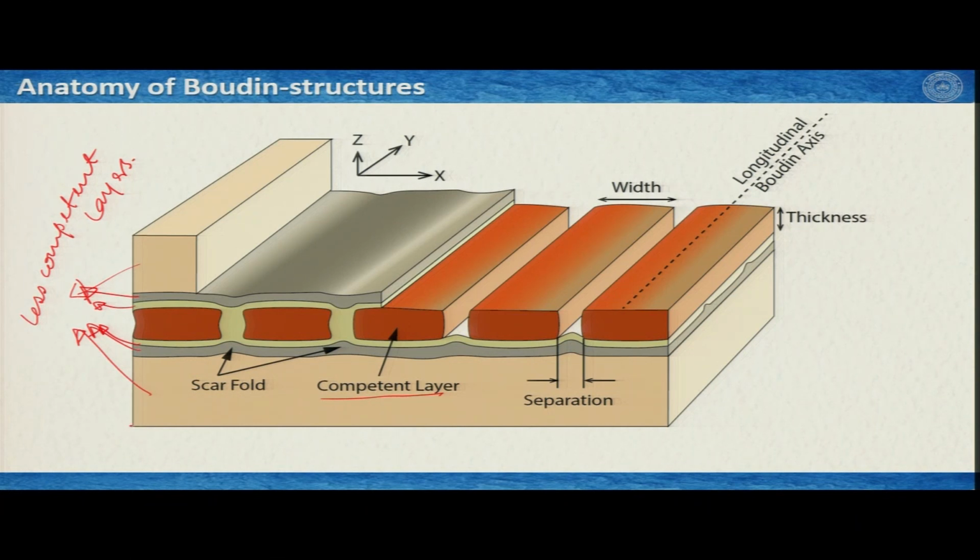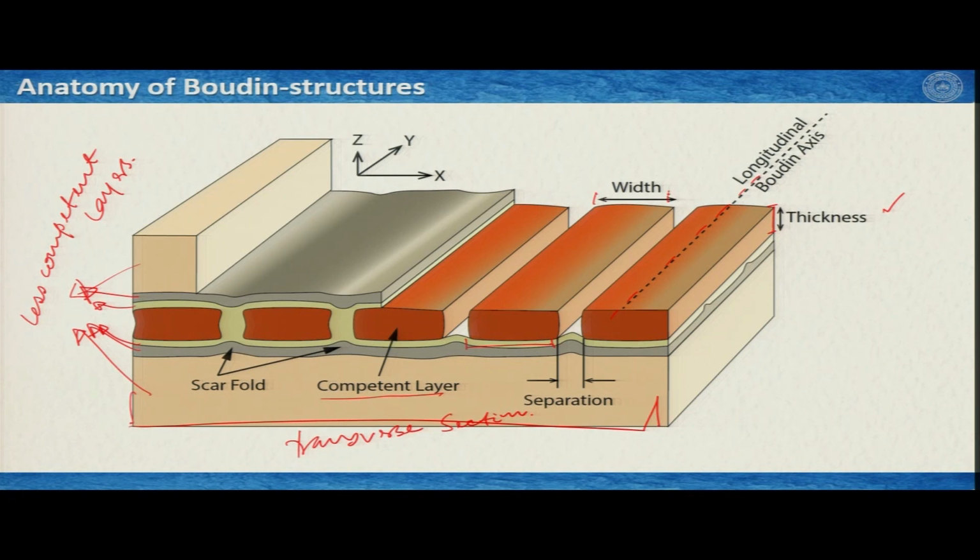So, this particular section you are looking at is your transverse section. And this is what you are looking at from the top, where you now see these large cylinders that Lohest has described. This direction is known as the longitudinal boudin axis. Then the layer which is undergoing the boudinage process, its thickness we call thickness. The individual width of these boudins in the transverse section is the width of the boudins.